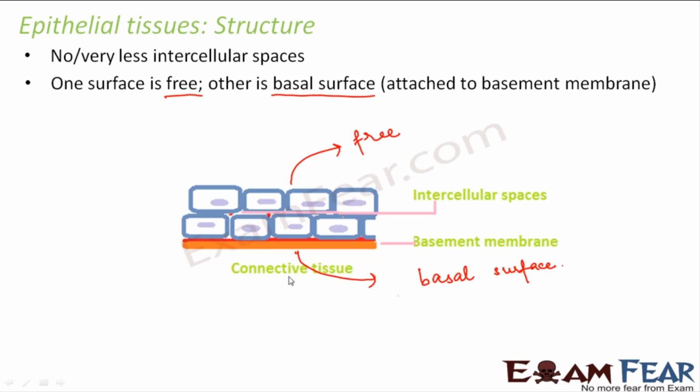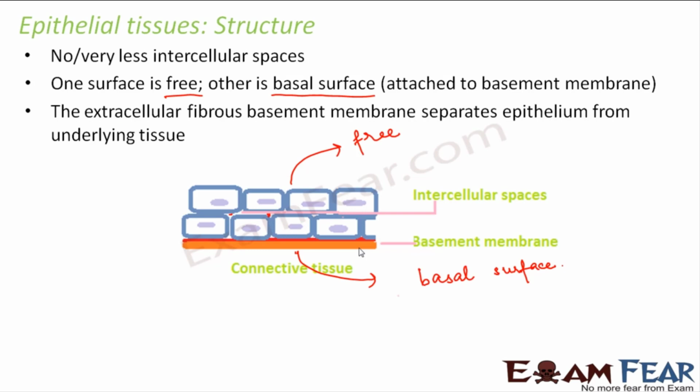Connective tissue means it is showing that the epithelial tissue is the covering tissue, or the outermost layer of tissue. Now inside the epithelial tissue you will have other tissues. So here, for example, you have the connective tissue. There is a membrane which separates the epithelial tissue from the underlying connective tissue. That membrane is known as the basement membrane. Here that membrane is displayed in orange color. So the surface of the epithelial tissue which is attached to the basement membrane is known as the basal surface.